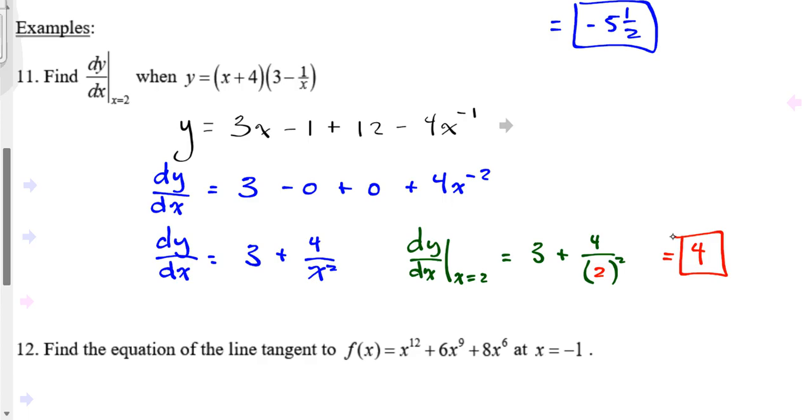I'm getting 4. Did you get 4? Some of us did. Anybody have a question for me? Here in this line where I showed the minus 0 plus 0, usually we won't show that. I just wanted to remind you derivative of a constant is 0.